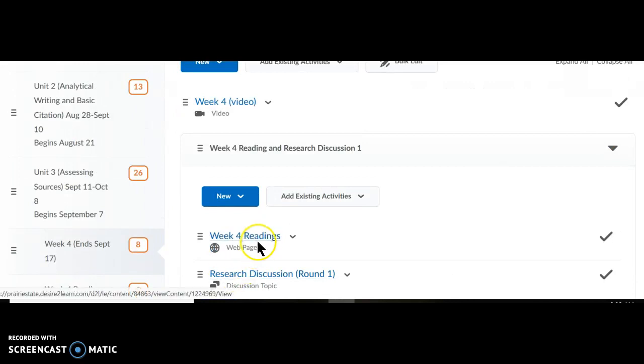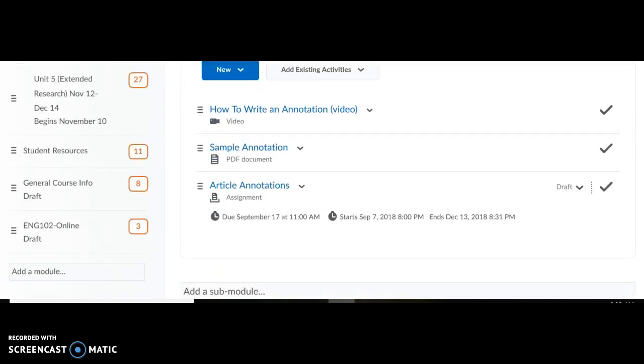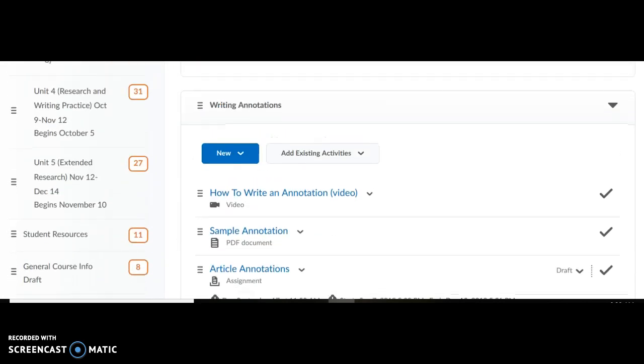You have read these scholarly articles, these sample articles. Do not do annotations on those. I want you to write the annotations on the articles you found for Essay 2.